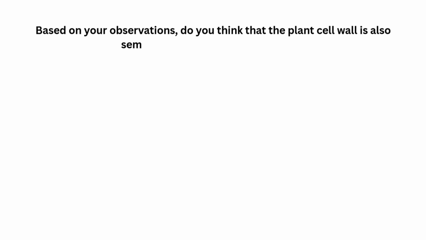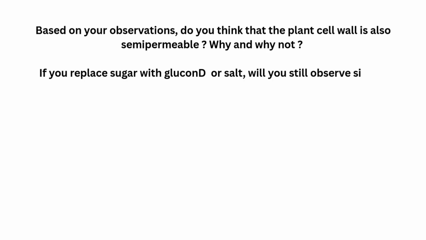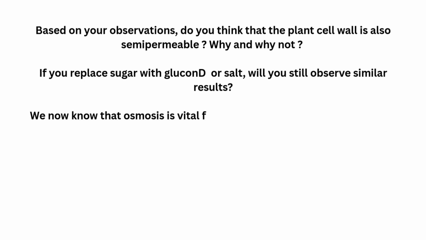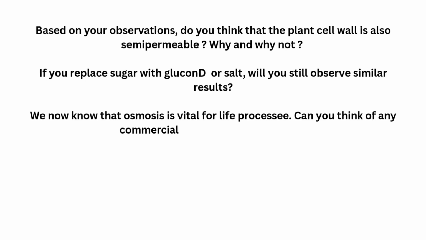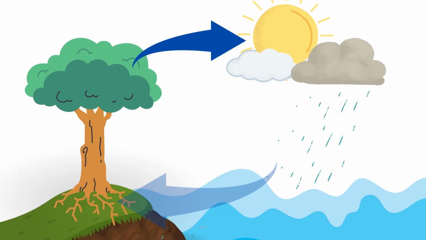Here are a few questions for you. Based on your observations, do you think that the plant cell wall, remember, I'm not talking about the cell membrane, the plant cell wall is also semi-permeable? Why or why not? If you replace sugar with salt, will you still observe similar results? We now know that osmosis is a vital process. But can you think of a commercial application of osmosis? I'll leave you with these questions and move on to discuss a classical example of osmosis with you.